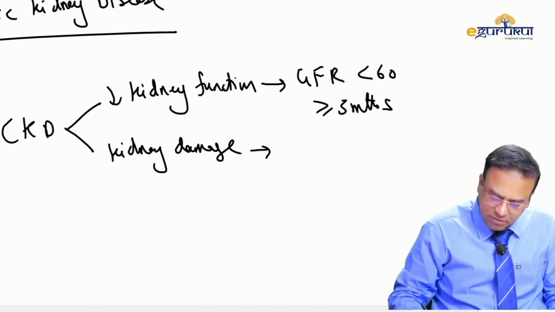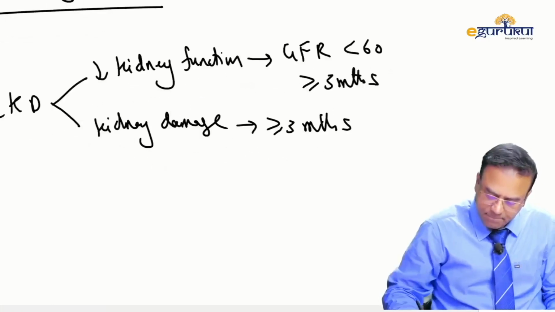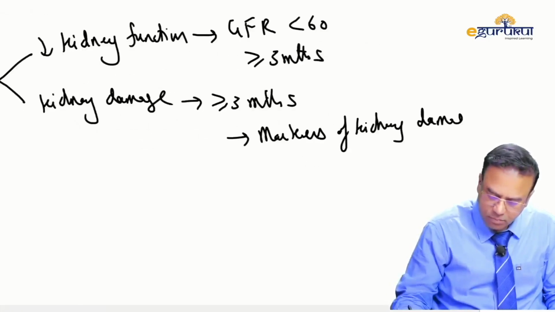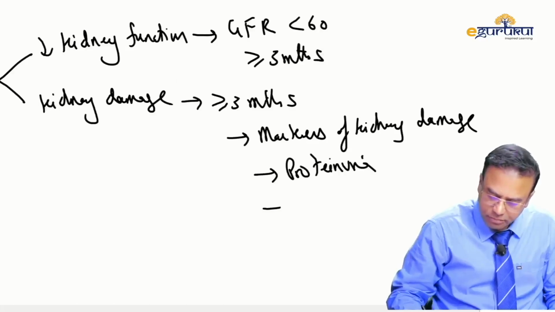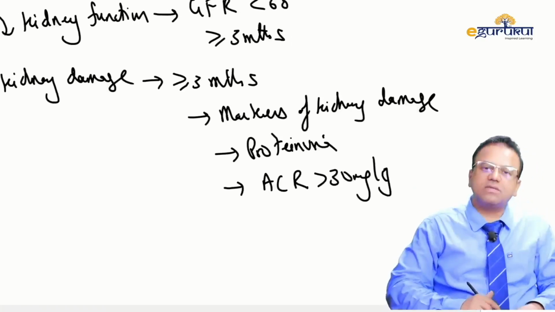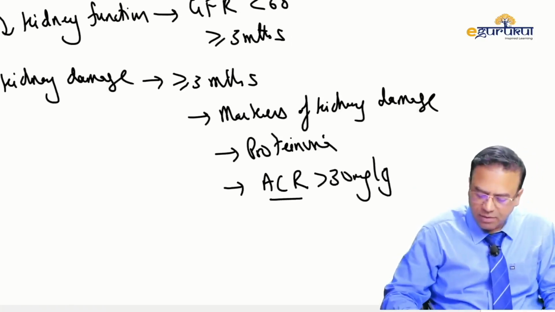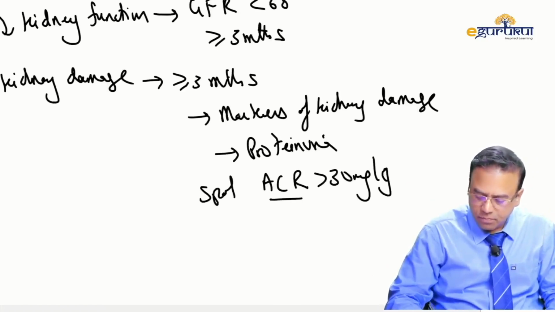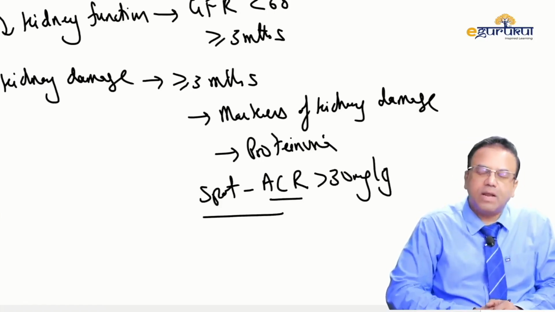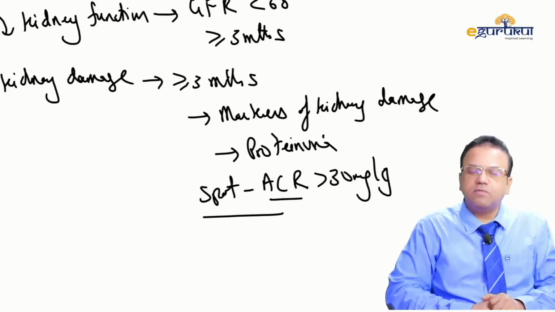Kidney damage means that for more than 3 months, the patient has markers of kidney damage, which include proteinuria, especially albuminuria. We talk about the albumin to creatinine ratio, and it should be more than 30 milligram per gram of creatinine. This is the spot albumin creatinine ratio: 30 milligram albumin per gram of creatinine. This is when we say the patient has kidney damage.